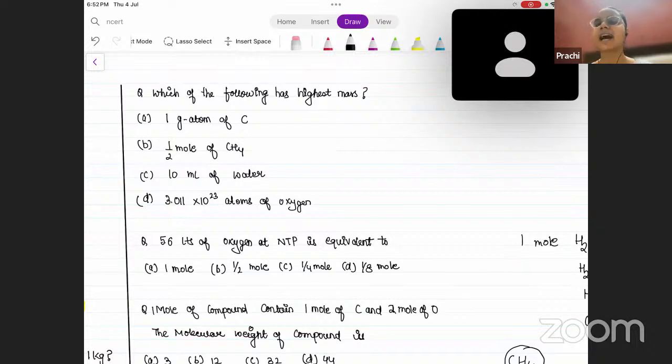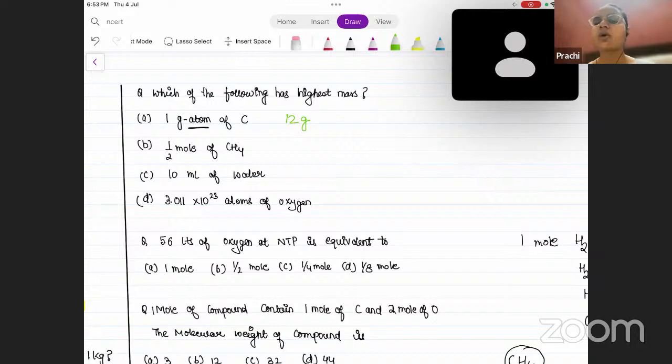Which one has the highest mass? The options are 1 gram atom of carbon, half mole of CH4, 10 ml of water, and 3.011 into 10 raised to the power 23 atoms of oxygen. Your first option is 1 gram atom. When someone says 1 gram atom, that means 1 mole of carbon. What will be the mass of 1 mole of carbon? It will be 12 grams.